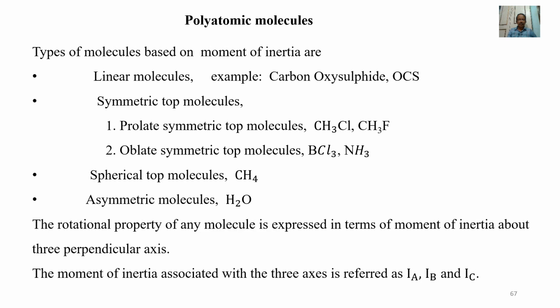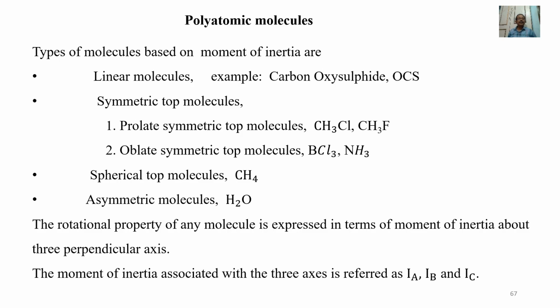Molecules can be classified according to their moments of inertia. They are typically represented by a 3x3 inertia tensor. The rotational motions of polyatomic molecules in 3 dimensions are different from diatomic molecules. A molecule has 3 principal axes of rotation which pass through the center of mass and are orthogonal to each other. The 3 principal moments of inertia are referred to as IA, IB, and IC, which determine the rotational energies of polyatomic molecules.